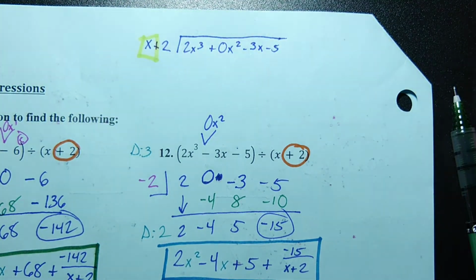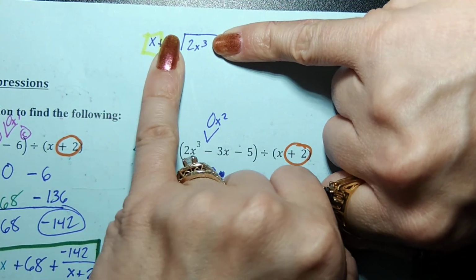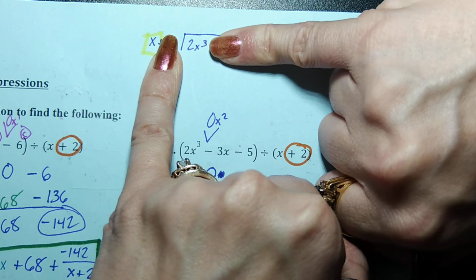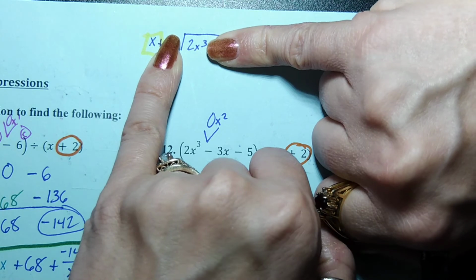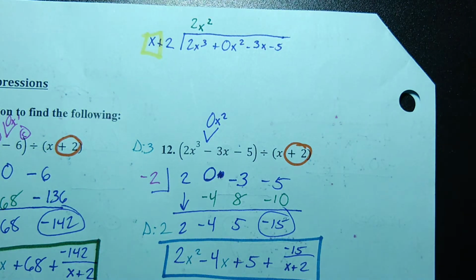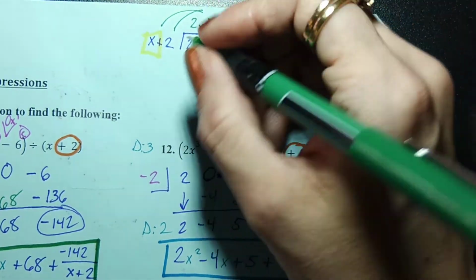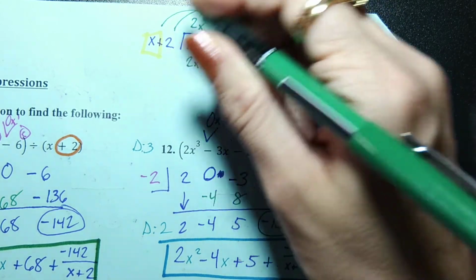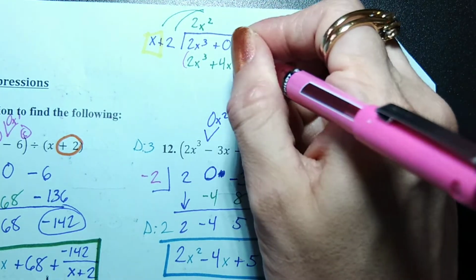So times the leader term. We cover up the tag-along term, the back end of the dividend. x times what gives me 2x cubed? 2x squared. So the leader term decides who goes on the dividing house. And then we are going to take it times the leader and times the tag-along term. So 2x cubed plus 4x squared. Enclose in parentheses and subtract both.